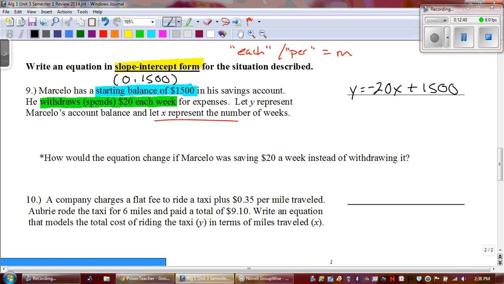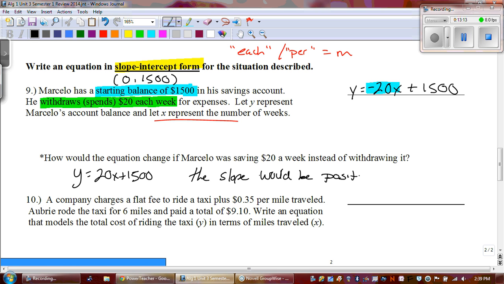Now, how would it change if he was saving 20 bucks a week instead of withdrawing it? So here he is spending. If he was gaining it, it would be just the opposite. Okay? So instead of spending money, he's saving it. And what's the difference with our slope? The slope would be positive. They're making you think here, guys. Make sure that your thinking cap is on.